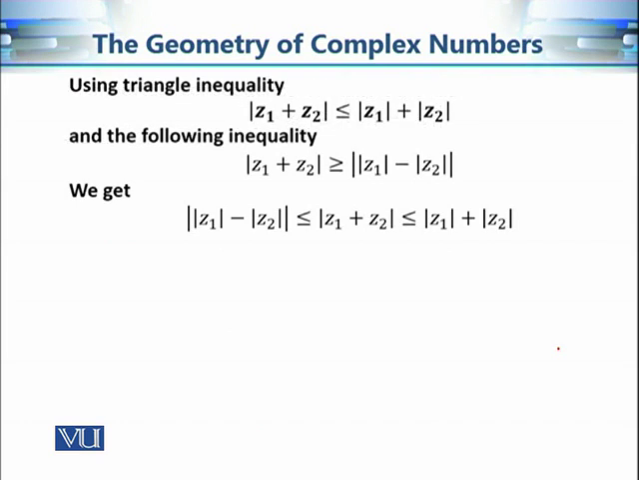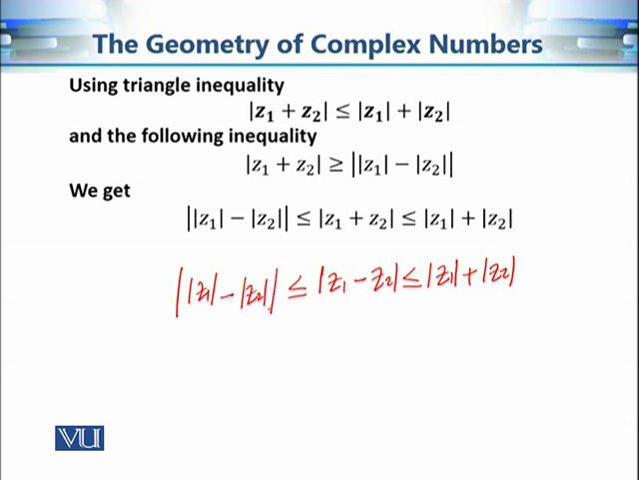On the same line, we can prove the following inequality. If I have Z1 minus Z2, then the subtraction of these two complex numbers also has the same upper bound: the modulus of Z1 plus modulus of Z2 is greater than or equal to the difference of the moduli of Z1 and Z2.